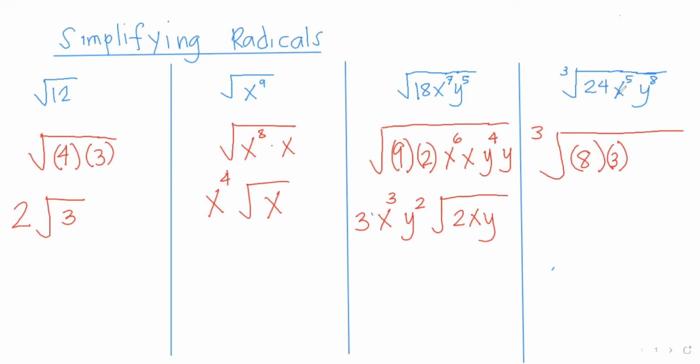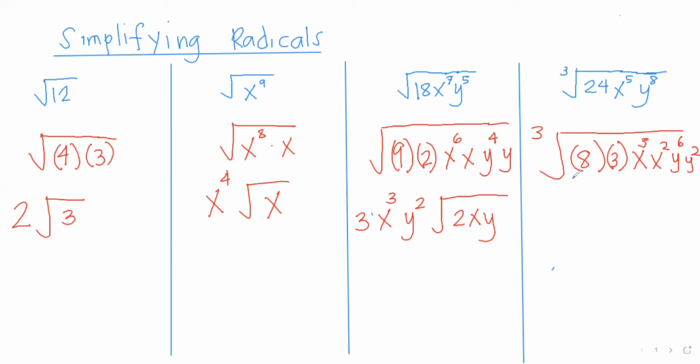And then, as to the x to the power of 5, express that in such a way that its exponent is divisible by the index, which is 3. So instead of x power of 5, express it as x power of 3 and x squared. As for the y, express it as y power of 6 and then y squared.